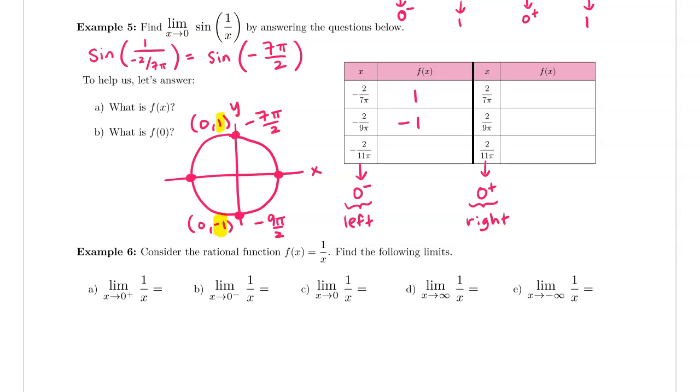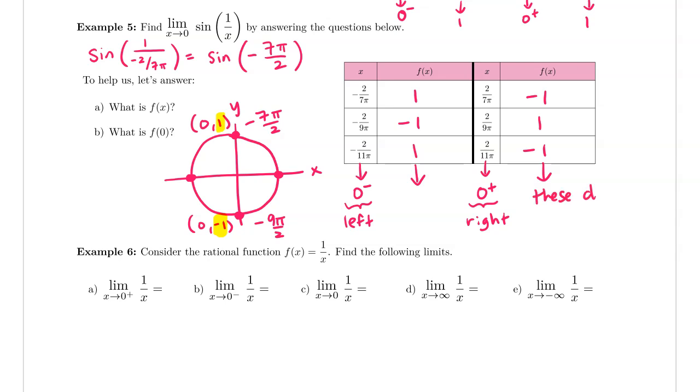And if I were to fill out this table, these values just switch between negative 1 and positive 1. And so if I wanted to think about where these are approaching, they're not approaching anything because they keep bouncing back and forth between negative 1 and positive 1.